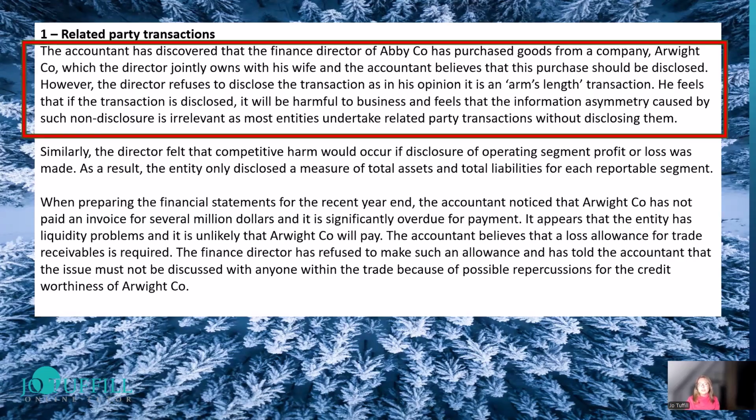He feels that if the transaction is disclosed, it would be harmful to the business and feels this information asymmetry caused by such non-disclosure is irrelevant, as most entities undertake related party transactions. So everything about that smells wrong, doesn't it? Okay, so let's apply our approach to it.